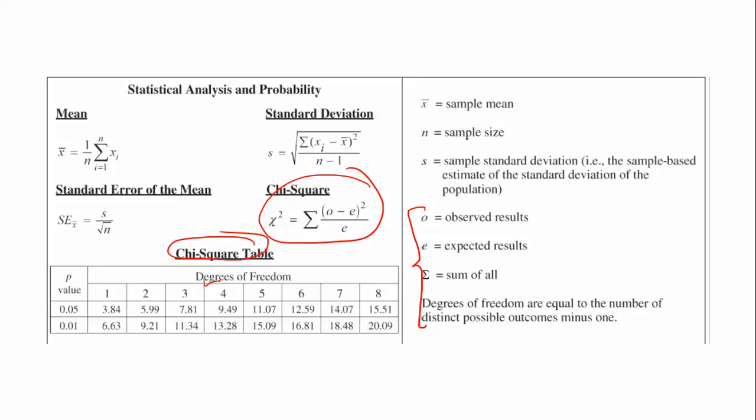We'll go over what degrees of freedom are later. We'll also go over what p-values are later. But just know that the line in this that we're really going to pay attention to has p equals 0.05. And I'll talk about why in a little bit.